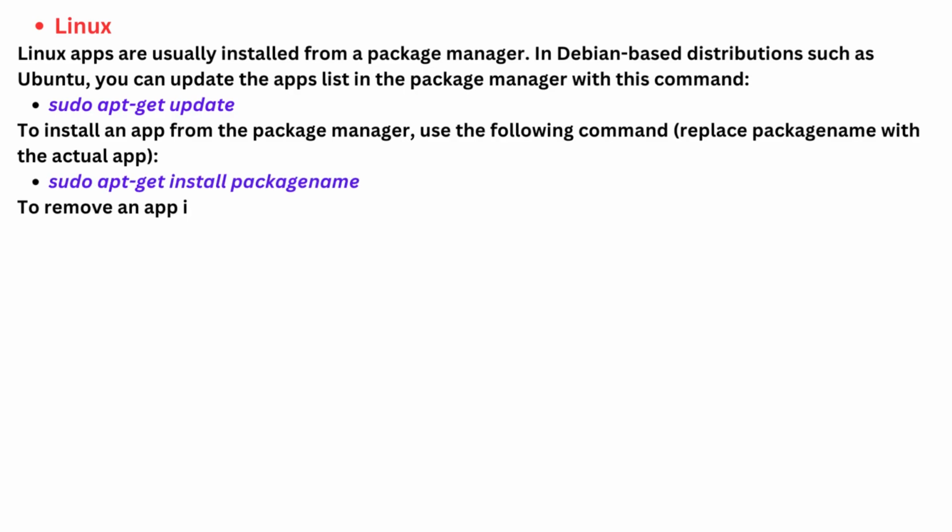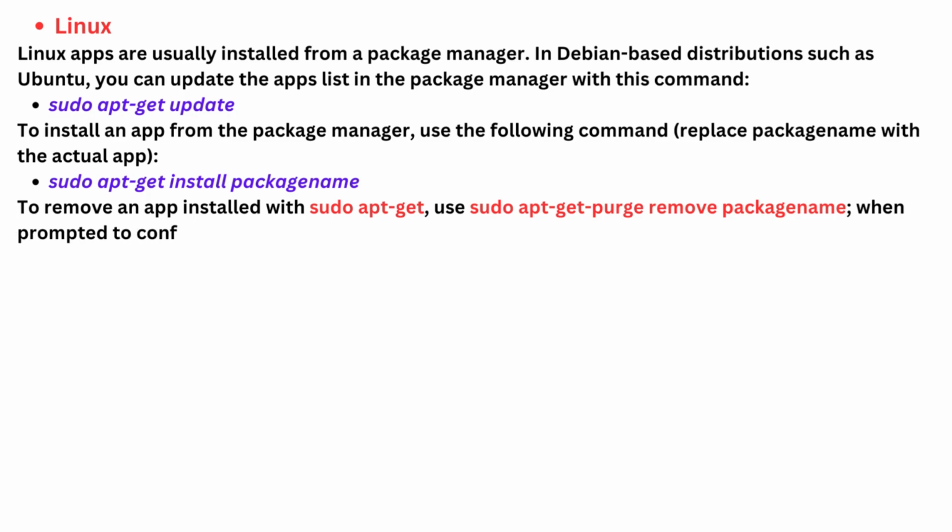To remove an app installed with sudo apt-get, use sudo apt-get purge or remove, followed by the package name. When prompted to confirm the deletion, type Y and press the Enter key.